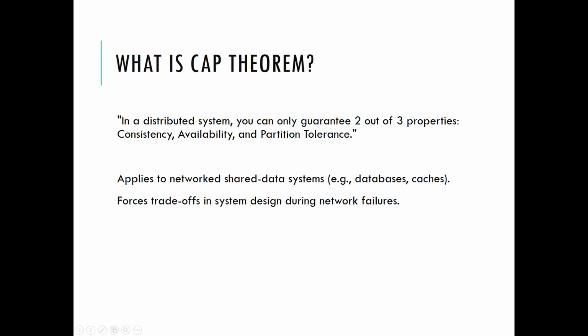choices. Here's the core idea: you can only pick 2 out of 3 guarantees in any distributed system. Specifically, consistency: all nodes show the same data. Availability: every request gets a response. Partition tolerance: the system survives network failures.